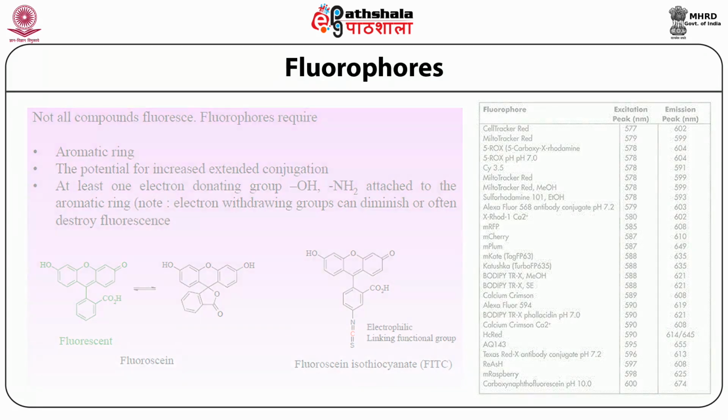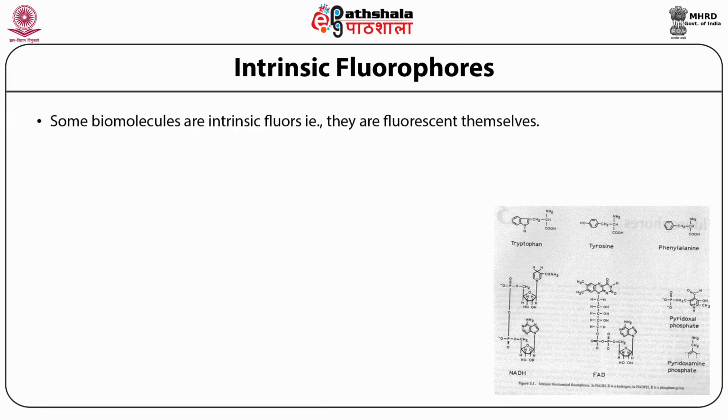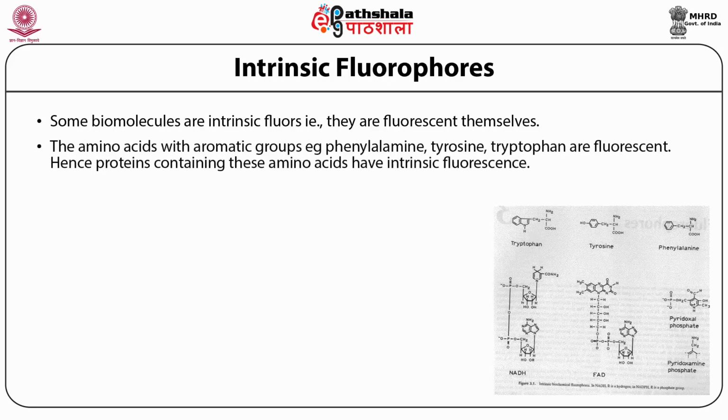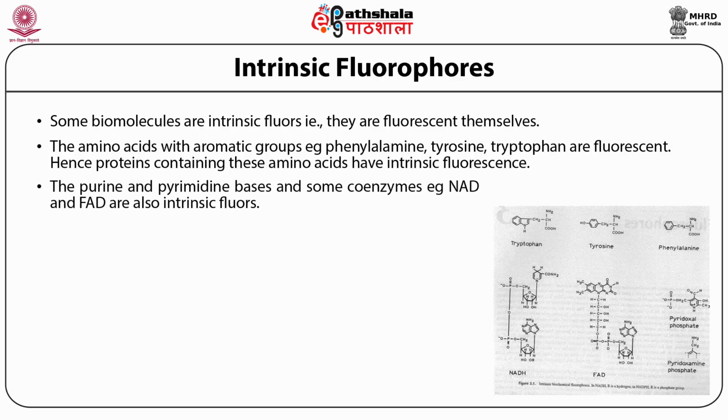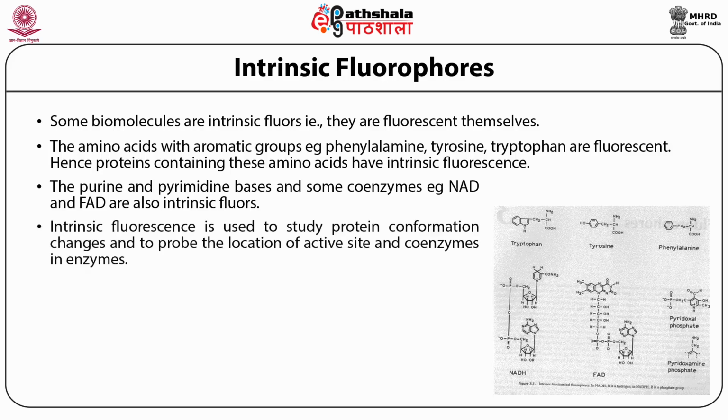You can read here. We discuss the intrinsic fluorophores. These are some biomolecules having their own intrinsic fluorophore, that are fluorescent themselves. The amino acids with aromatic groups such as phenylalanine, tyrosine, and tryptophan are fluorescent. Hence, proteins containing these amino acids have an intrinsic fluorescence. The purine and pyrimidine bases of some enzymes, for example NAD and FAD, also have intrinsic fluorescence. Intrinsic fluorescence is used to study protein conformation, and changes can be probed for the location of the active site and coenzyme.